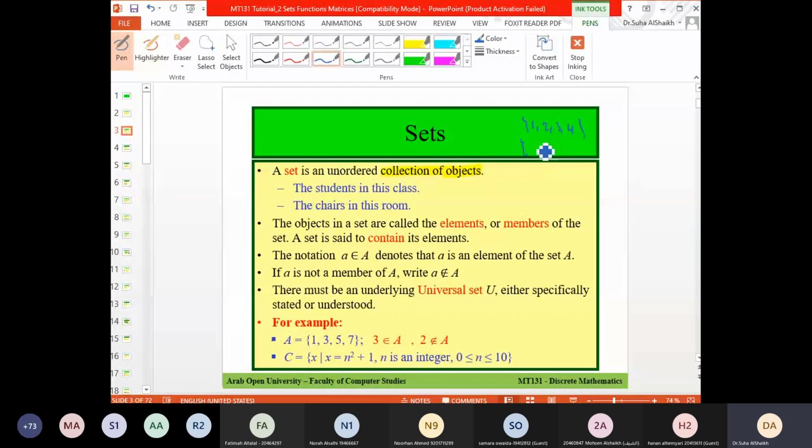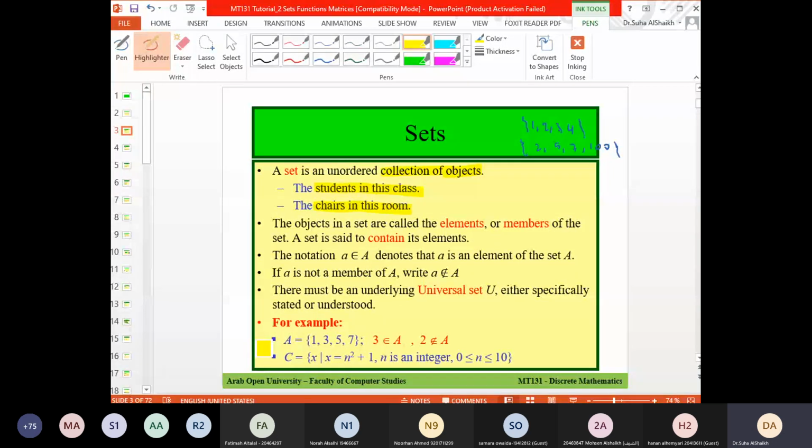Or maybe I'm collecting just numbers like 2, 5, 7, and 100. Nothing in common between those numbers. I'm just collecting them in one set. Okay? So the set is a collection of objects. They may have something in common, or maybe they do not. They are just a collection of stuff that I'm putting together. An example of a set is the students in this class. Another example of a set is the chairs in this room.